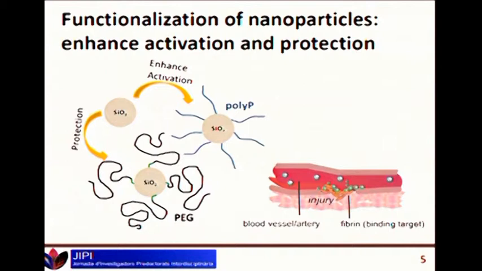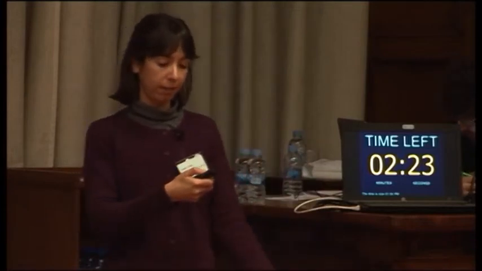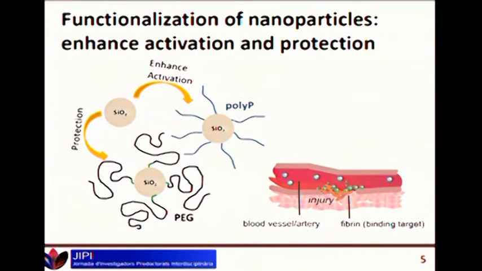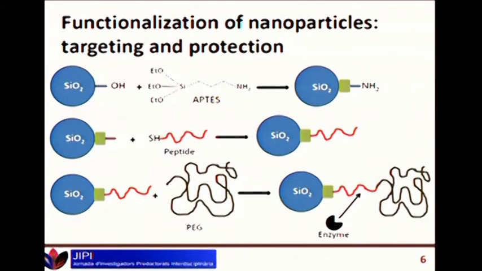But hey, what happens if we inject silica in the body? It will start clotting and thrombosis will happen. So what we have to do is protect these nanoparticles. We protect them with polyethylene glycol here, which increases the circulation time and avoids clotting easily. But now we have to target the nanoparticles, because they have to go to the wound site and produce clotting where the injury is.